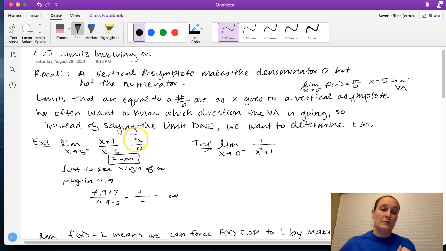We know it's infinite because we got 12 over 0 at the beginning. We just wanted to figure out whether it is positive or negative infinity. To do that, you just plug in a number slightly less than 5 because we have that minus. If it was a plus, we'd plug in something slightly larger than 5, like 5.1. Don't plug in 4 or 6, because that will sometimes give you wrong signs. You need to plug in something close to 5, but not 5. All right, you're going to try this one on the Nearpod.